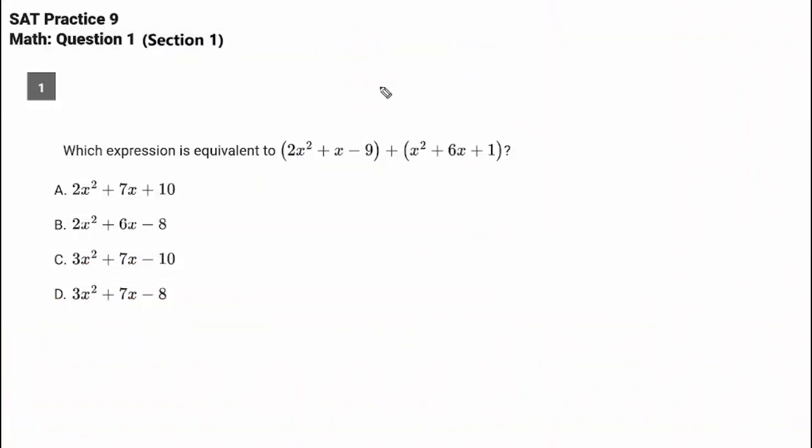We're on SAT Practice Test 9, Math Section 1, Question 1. Level of difficulty is very easy. Which expression is equivalent to this mess? So it's a simple exponents problem. I'm going to write down A, B, C, D because I want to cross off here.